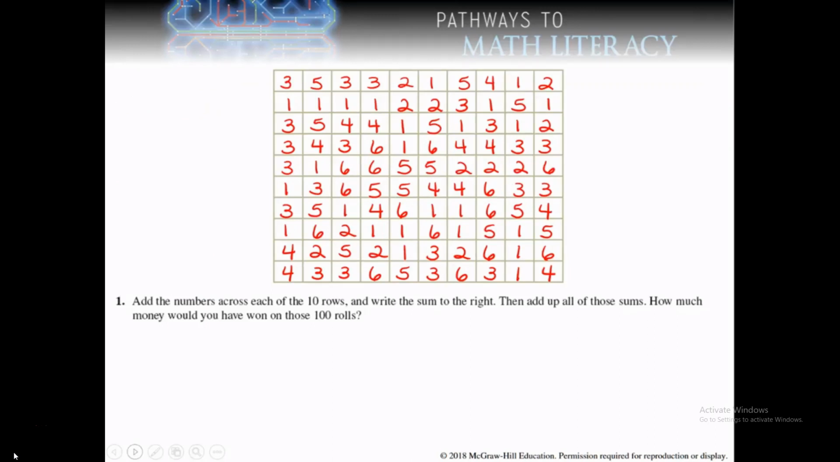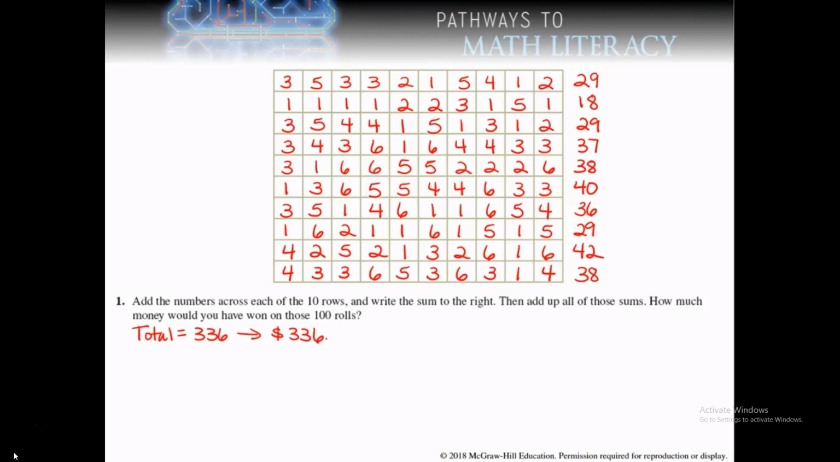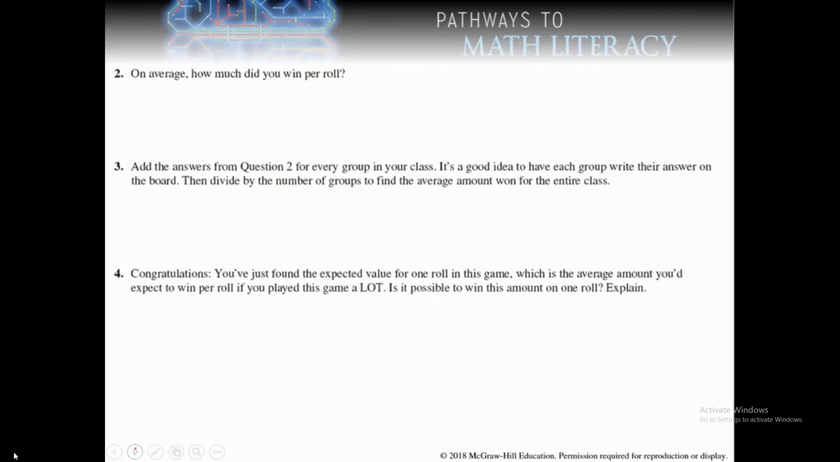Now in number 1, we're supposed to essentially add all of these 100 numbers together, but they have you do it by adding each of the rows together and then totaling that. So I'll go ahead first and add up each of my rows. And then we'll add up all of those row totals, and that gives us a grand total of 336, which means on those rolls we would have won a total of $336.